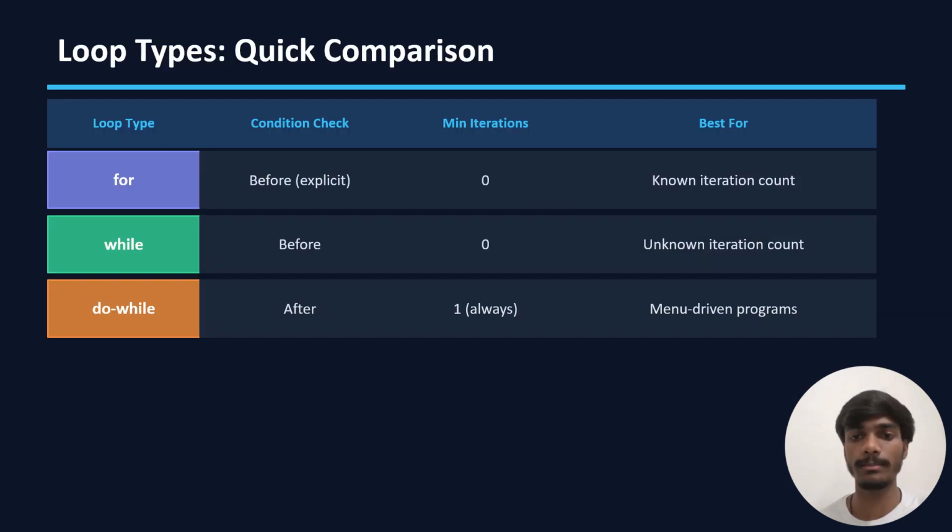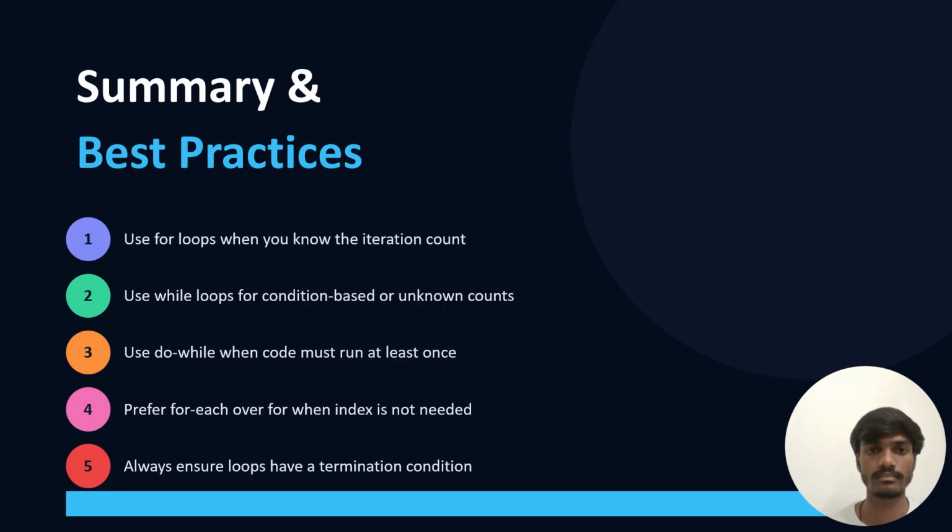Let's do a quick comparison. For and while loops check the condition before the loop, meaning they can run 0 times. Do-while checks after, ensuring at least one iteration. While for loops are great for known counts, while loops excel when the count is unknown, and for-each is the king of iterating through collections.